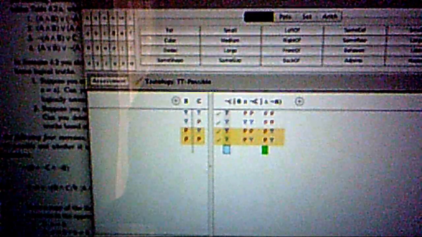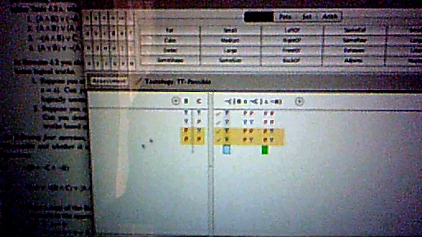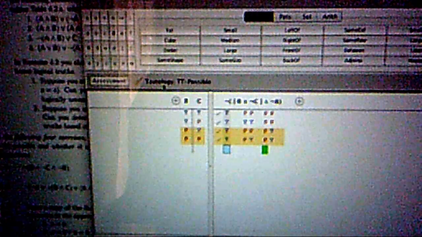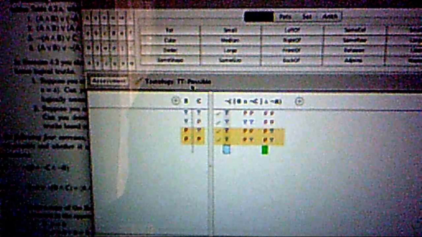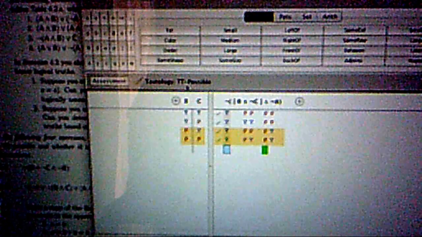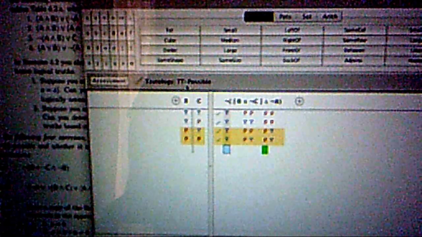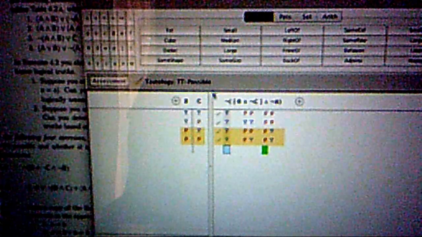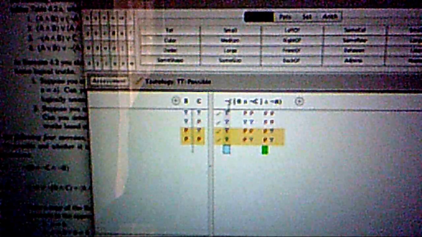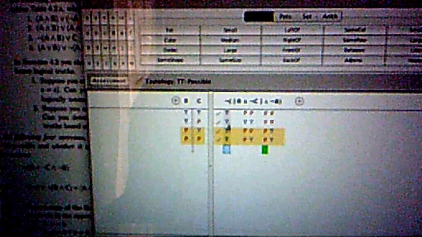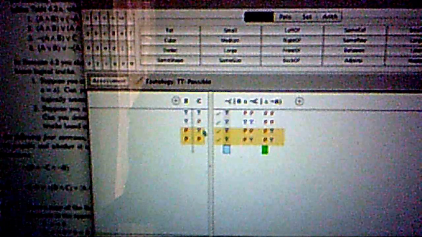You're going to do the same for 4.5 and 4.6. Make sure you find not just whether it's a tautology or not, but also whether it's TT possible. If you think about it, what's the opposite of TT possible? What's the opposite of possibility? Impossibility. So if something is TT impossible, that means there isn't even one true. That means it could never happen. That means it's false.